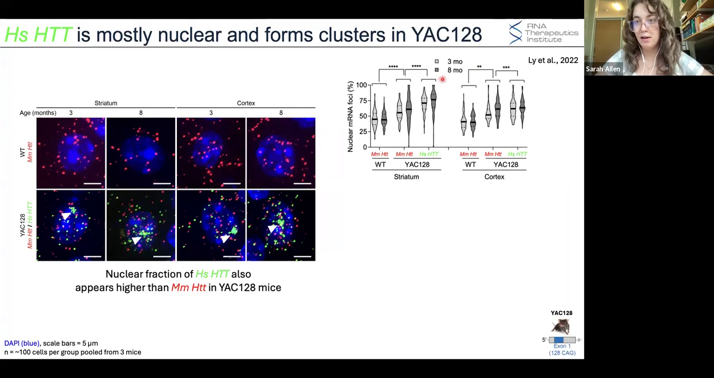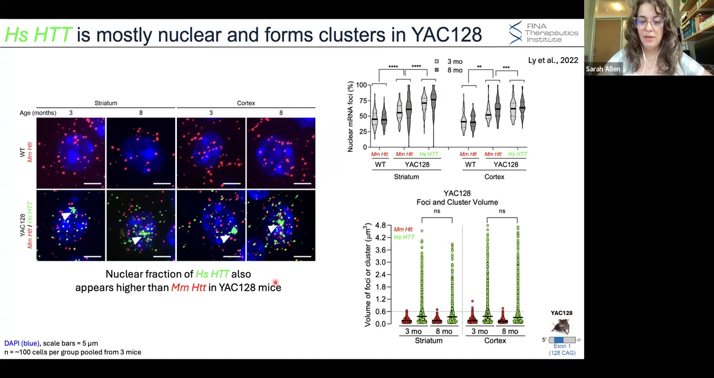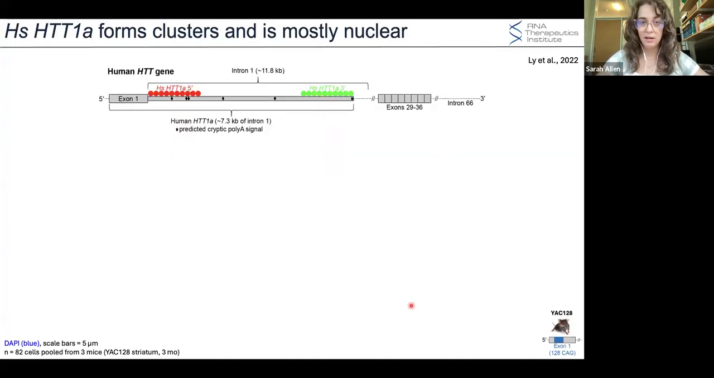So just to show the quantifications for this between a number of tissues, we see that there is an increase in the nuclear localization of mRNA foci when looking at the human Huntington specifically, and this goes up with age a bit as well. And then we see that there's an increase in the general volume of the clusters. So you can see that there's clustering happening in the human Huntington that's not happening in the mouse Huntington.